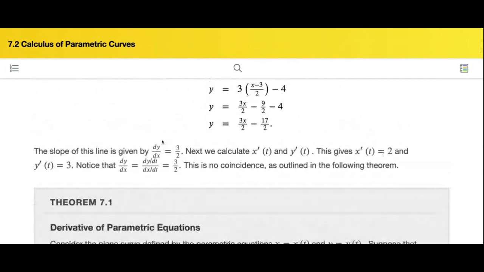So x prime of t equals 2, y prime of t equals 3. So dy/dx equals dy/dt divided by dx/dt, which equals 3 over 2. So anyone has any questions? All right. If anytime you have any questions, feel free to stop me.